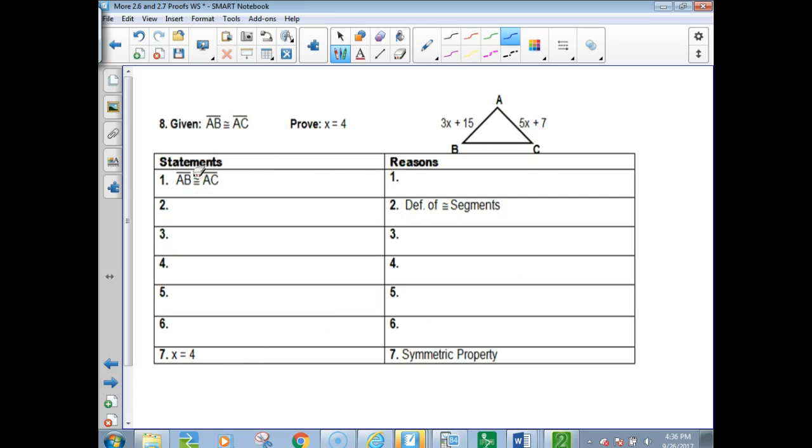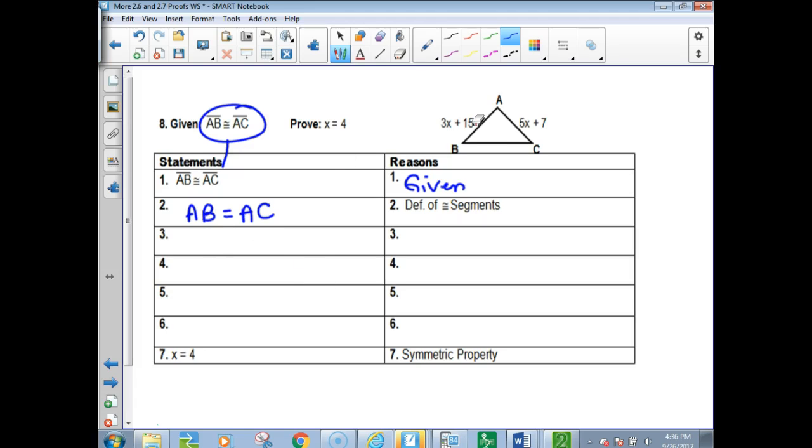Number 8, first step was given, of course. It's always what's up here. Next, we would, by definition of, there's a hint over here. Definition of congruent segments would tell us to drop the similarity symbol over the equal sign and the segment bars and just write that the distance from A to B is equal to the distance from A to C.